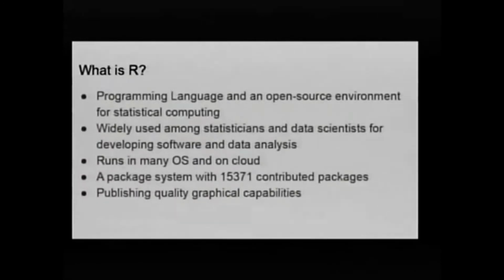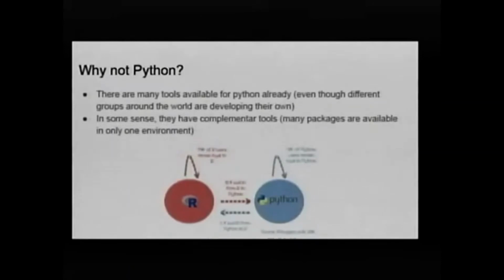Very quickly, what is R? R is a programming language and open source environment for statistical computing. Unlike Python, it's very focused on data tasks, and it is widely used among statisticians. If you talk with statisticians, Renato is a statistician and he likes to work with R. They prefer to use R instead of Python. It runs on many operating systems and on the cloud. It has a very active package system with more than 15,000 contributed packages that you can download and use free of charge, with other qualities as well.